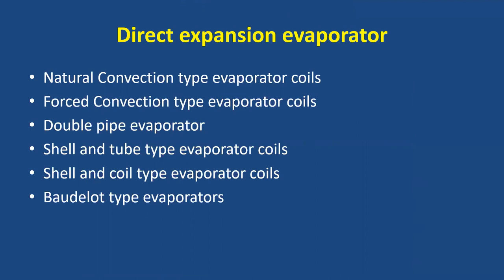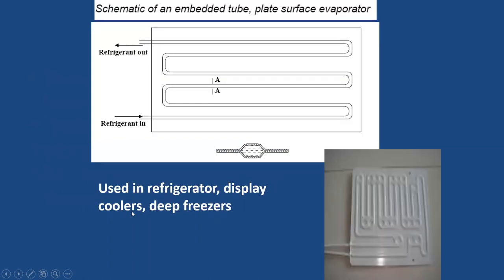Now the next classification is the direct expansion evaporator. This is extensively used in most refrigeration systems because of its low initial cost, and maintenance cost is also less. These are some types of direct expansion evaporators: natural convection type evaporator coil, forced convection type, then double pipe, shell and tube evaporator, shell and coil type, and Baudelot coolers. So one by one we'll discuss.